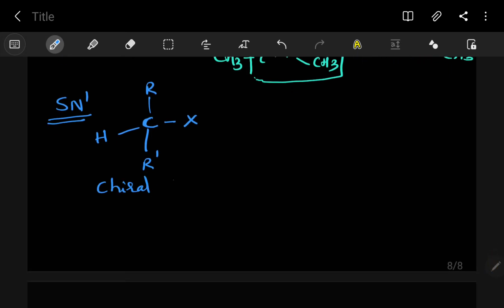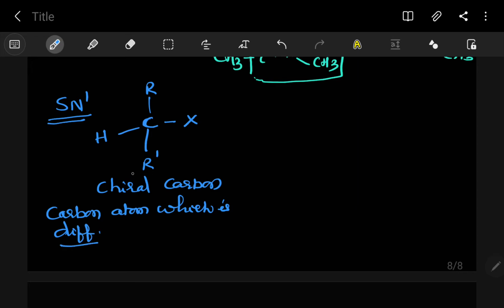What is the meaning of the chiral carbon atom? It is the carbon atom which is attached to four different groups. This is the chiral carbon, a compound having the chiral carbon atom attached to four different groups. Next one, I told you already, alkyl halides we are taking in the SN1 and SN2 reactions, and the nucleophiles are also taken.